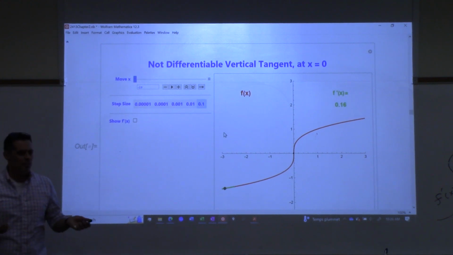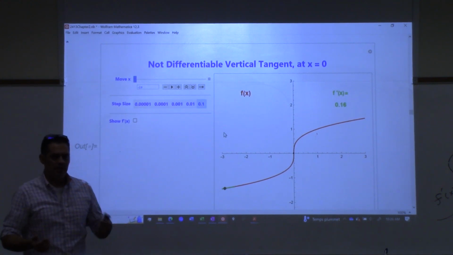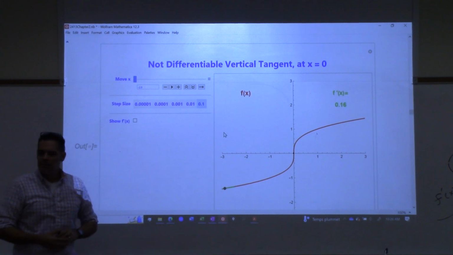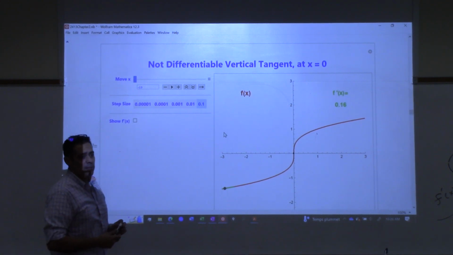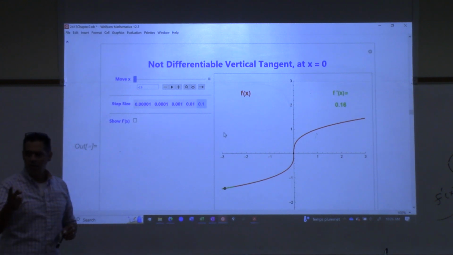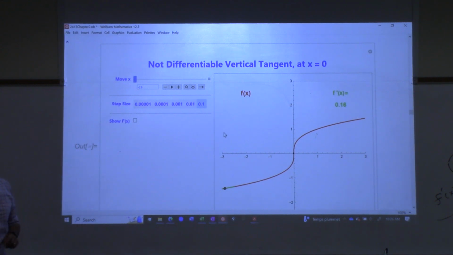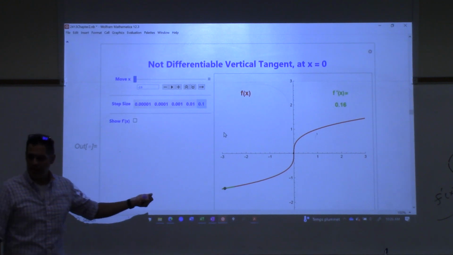That's a good test problem, right? List the three different issues that could create problems with the derivative. Corners and cusps is one. The other one is jumps or breaks in the graph. And the last one is vertical tangents.